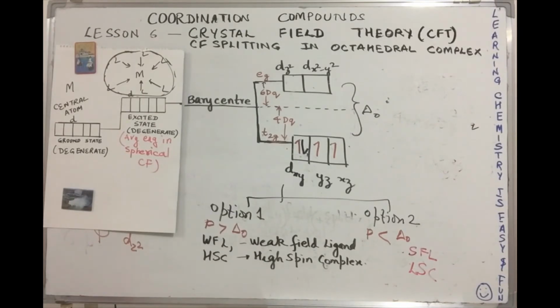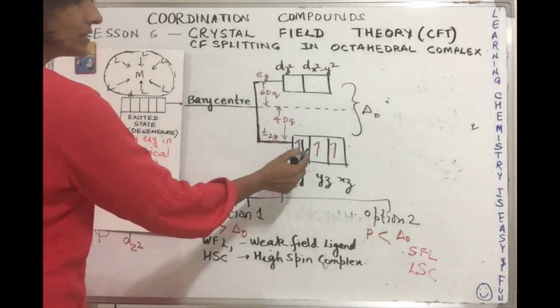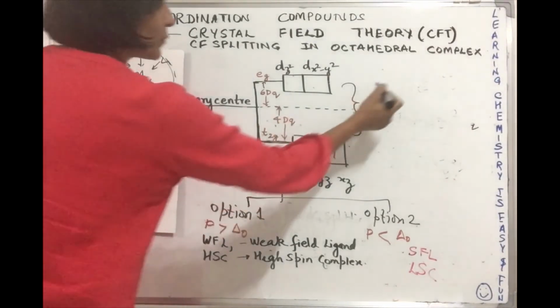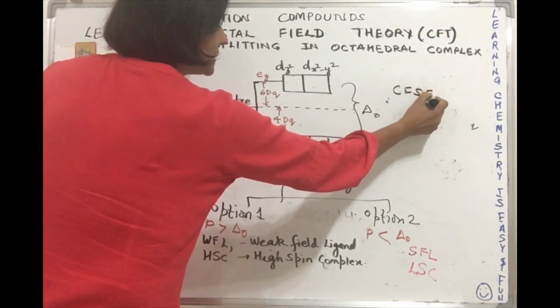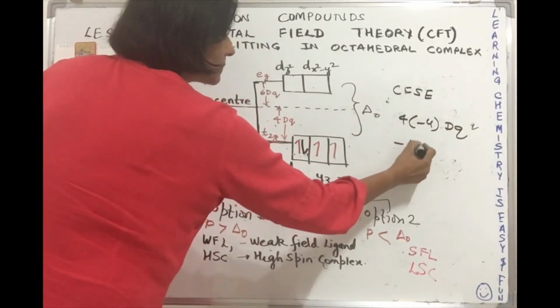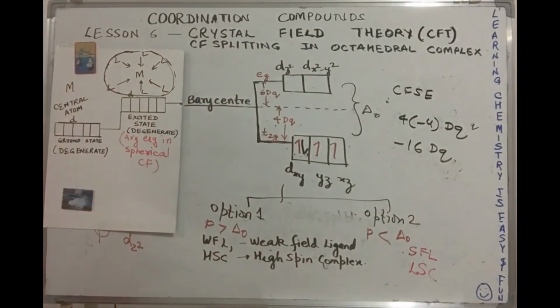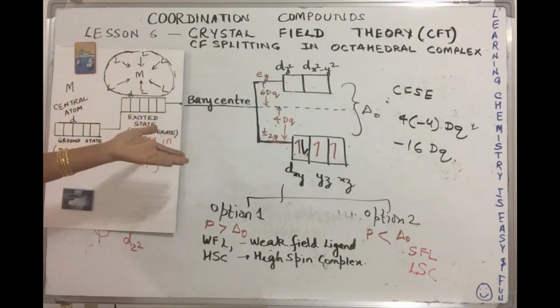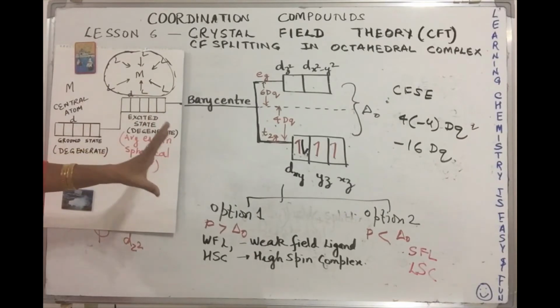Now would you like to calculate the CFSE? I'm sure it's fun now. It's easy, right? 1, 2, 3, 4. 4 into 4 or 6? Very good. It will be into -4. So CFSE comes out over here, 4 into -4 dq, that is equals to -16 dq. Now this is a very simplistic view, okay? Because as you go to the higher levels, this becomes more and more complex. But as a beginner, this is just right, okay?